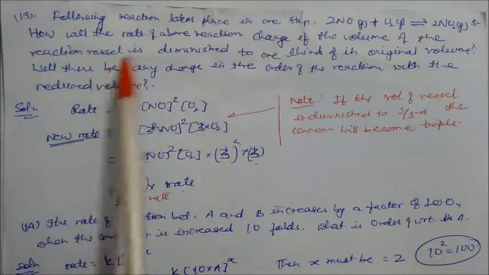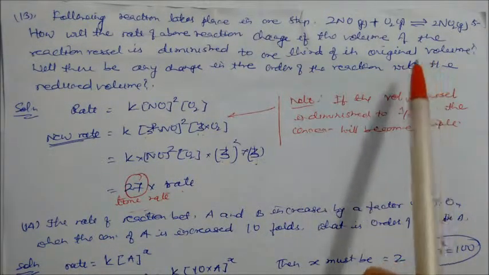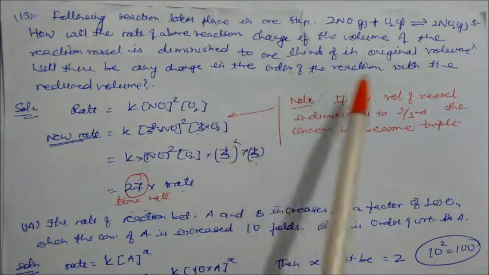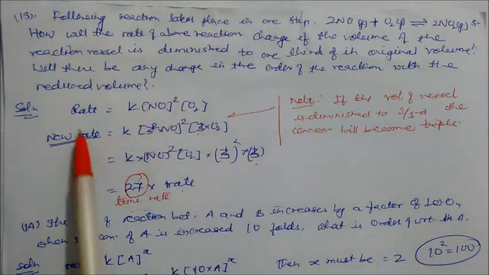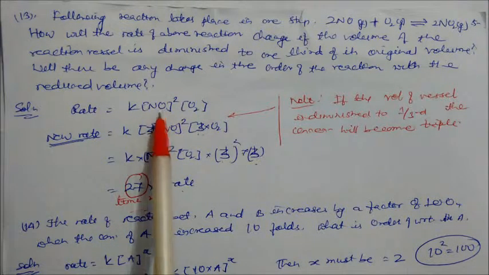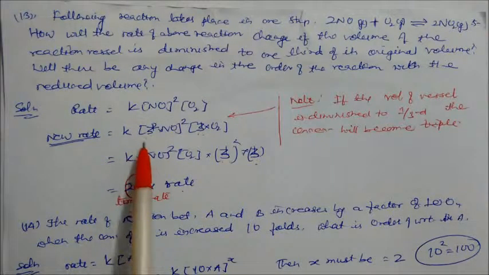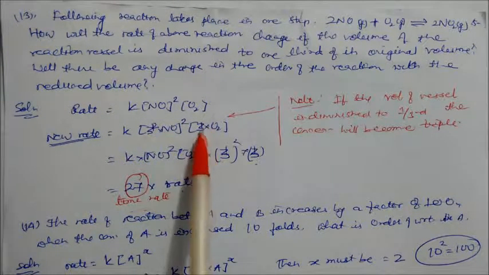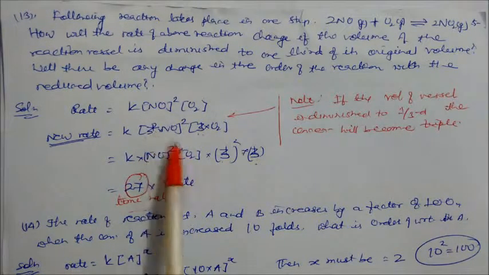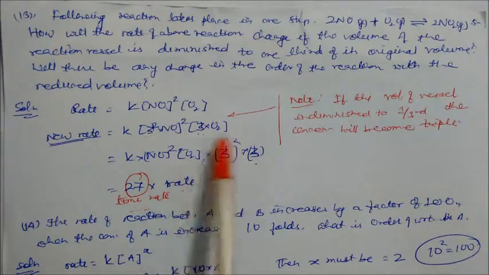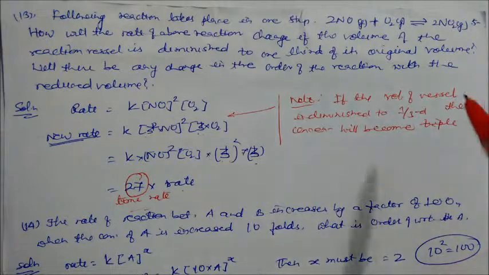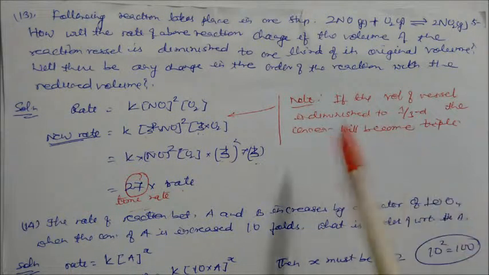So now NO is 3 times, so 3 NO whole square, and this is 3 times of oxygen. So it will be k NO square O2, and this will be 3 times. Why 3 square into 3? Because in this case, if the volume of the vessel diminishes to 1/3, the concentration will become triple. So you have to take care of this thing. If you are decreasing the volume, then you are increasing the concentration of the reactants. So the new rate will become 27 times the old rate because of the diminishing of the volume. So this is one of the important questions.